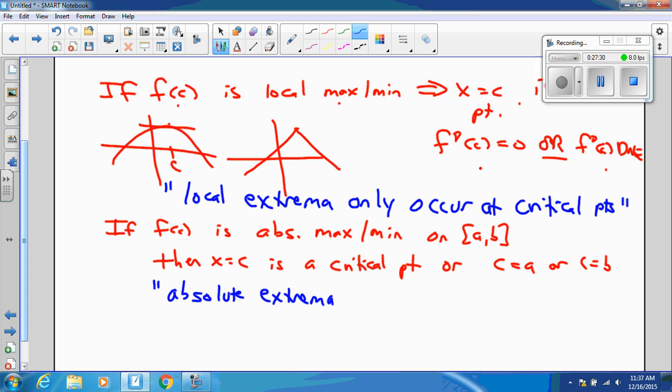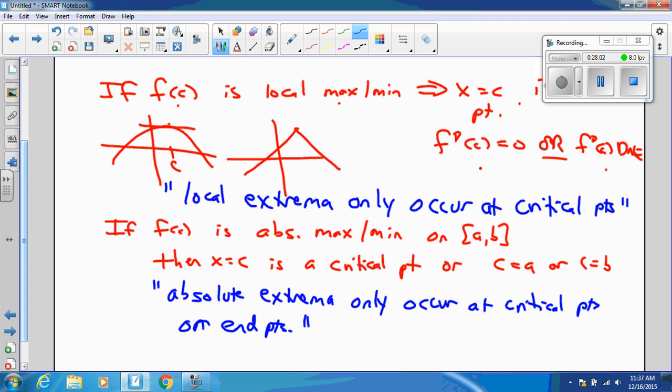Local extrema only occur at critical points. It does not follow that critical points are always local extrema. They're not. Right. Okay. Absolute extrema only occur at critical points or endpoints. And that led us to our method of finding absolute extrema, the critical point endpoint method.